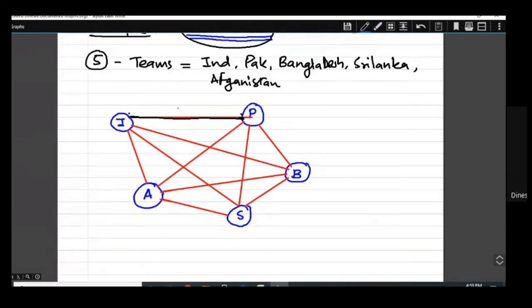So this is your simple graph. Okay. So can I represent it with a directed graph? Obviously you can represent it with a directed graph, no issue. Only the thing is that you have to give directions to these edges. But you can have either direction, so India to Pakistan or Pakistan to India, whichever way you can represent. Okay, so far so good.